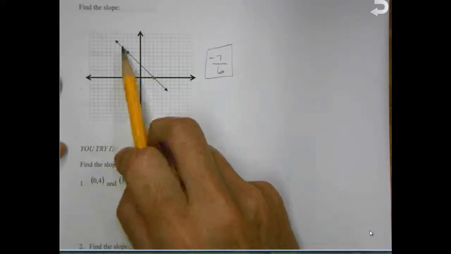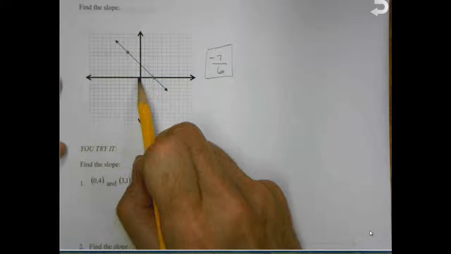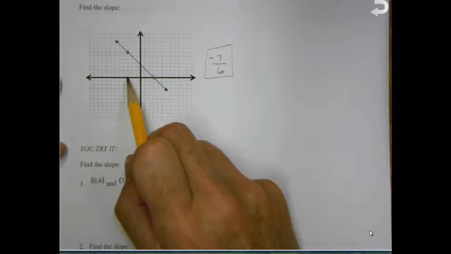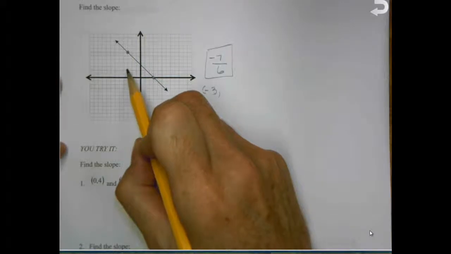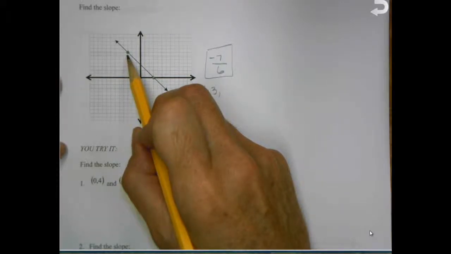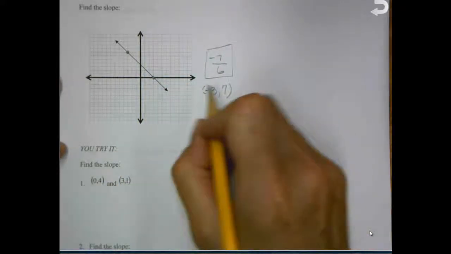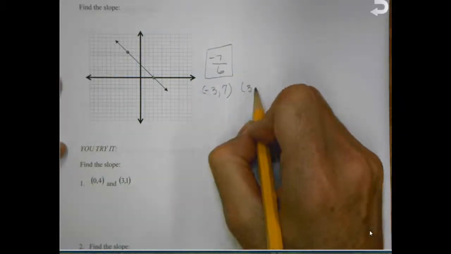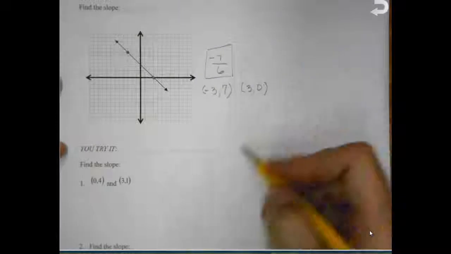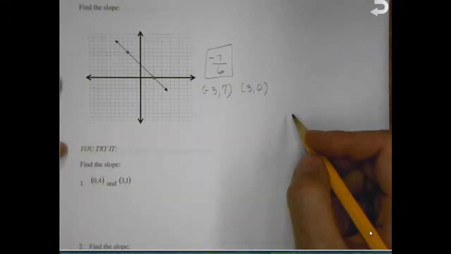And remember, I can also figure out what this point is: negative 1, 2, 3, and 1, 2, 3, 4, 5, 6, 7. And then what is this point? 2, 3, 0. And I want to show you one other way that we can look at figuring the slope.